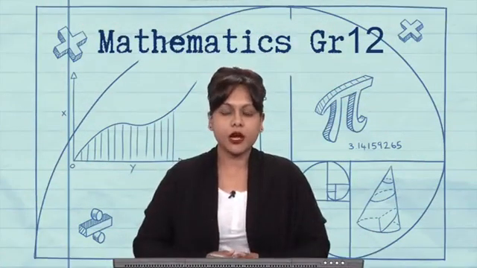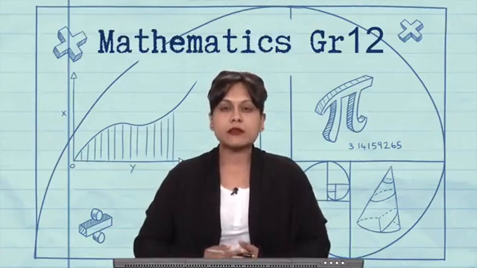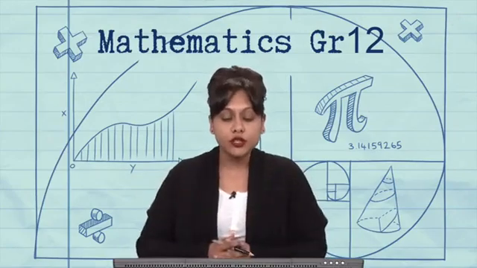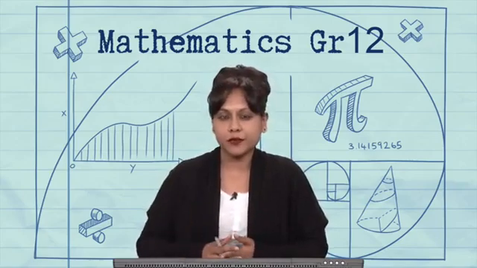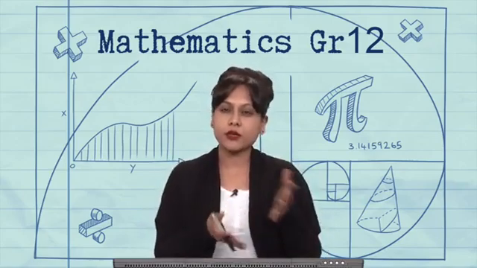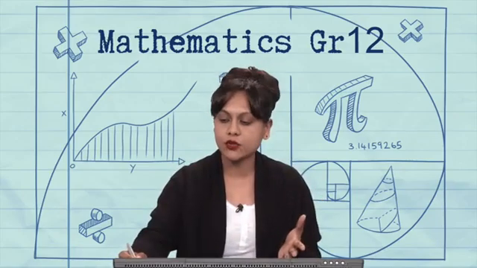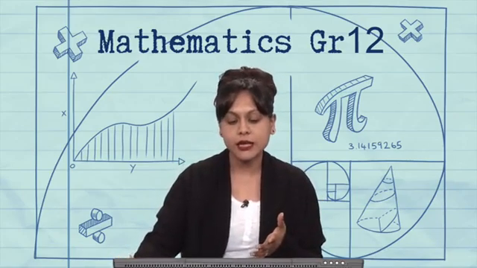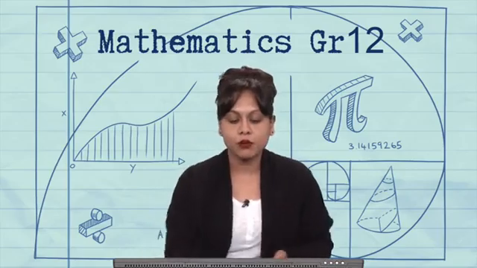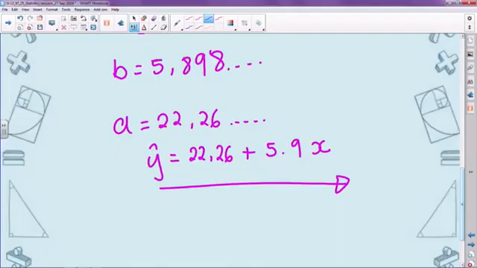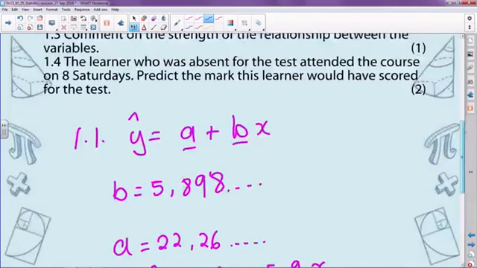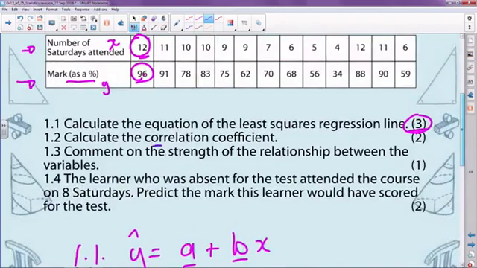Welcome back, guys, to our revision on statistics. We are still continuing with the question 2 from the DBE paper 2, June-July 2015. So before the break, we saw that our least squares regression line had the equation y hat is equal to 22,26 plus 5,9x.